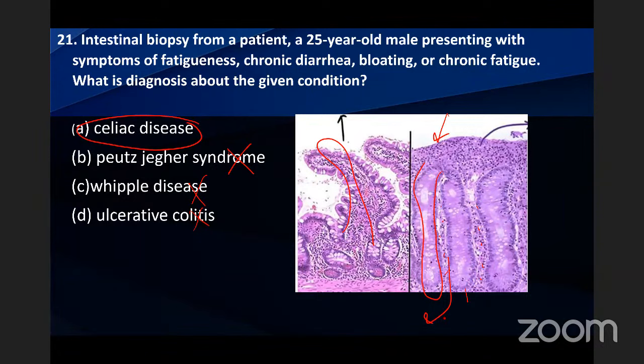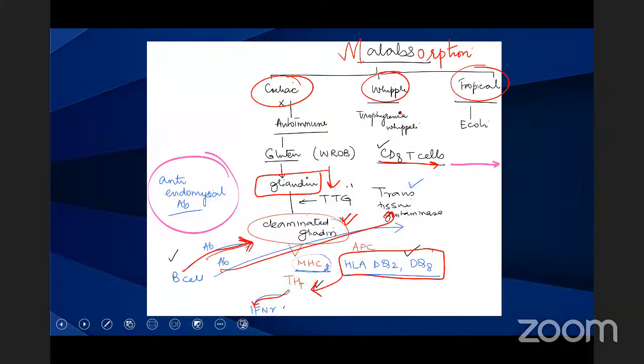Now, once we are clear with this, let's go to the second disease, that is Whipple's disease. So Whipple's disease is an infective disease which is due to Tropheryma whipplei.